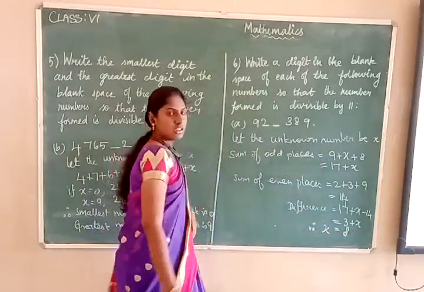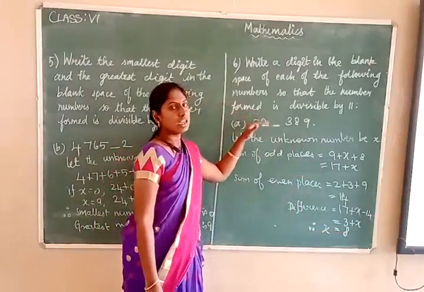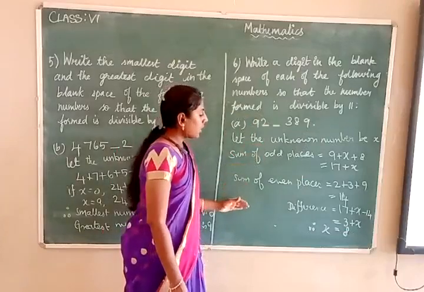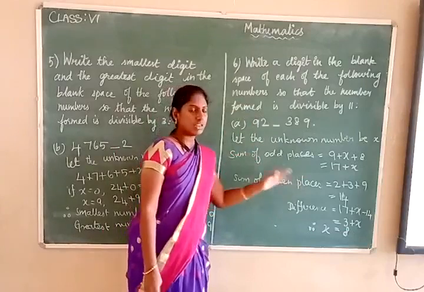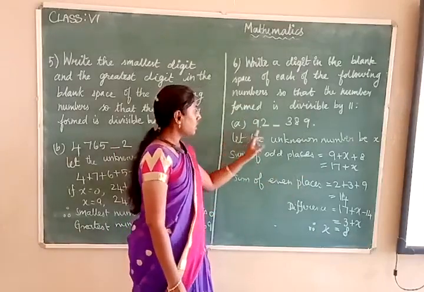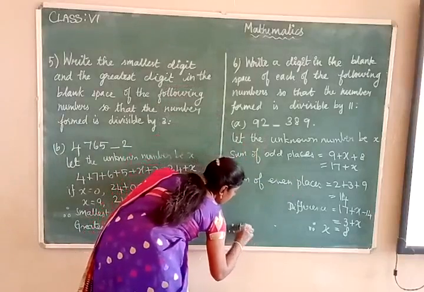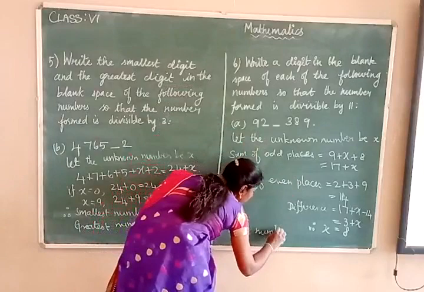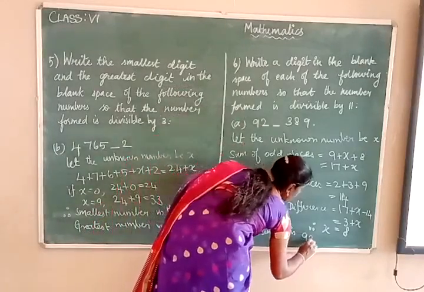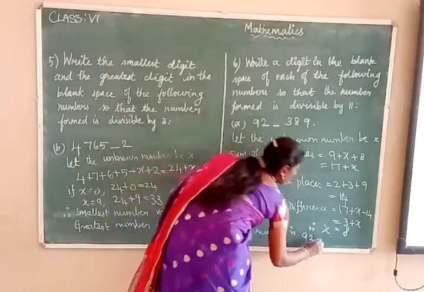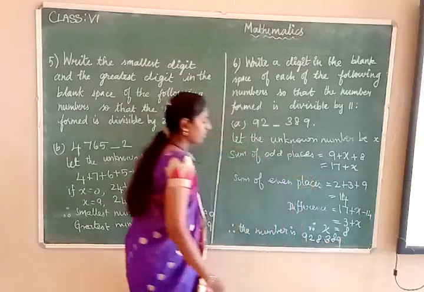Clear? It is already given that the number formed is divisible by 11. So x is equal to 8. Only if x is equal to 8, 3 plus 8 will give you 11, and therefore the number is 9,28,389. Is it clear?